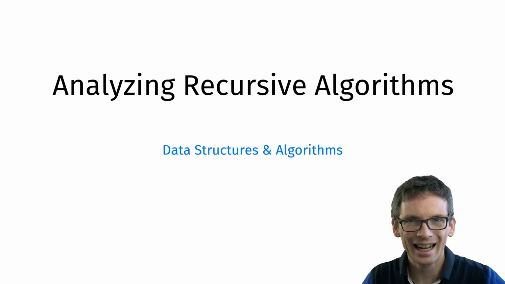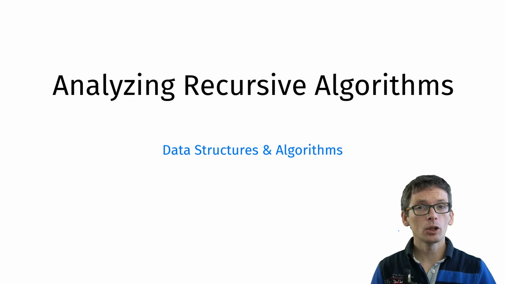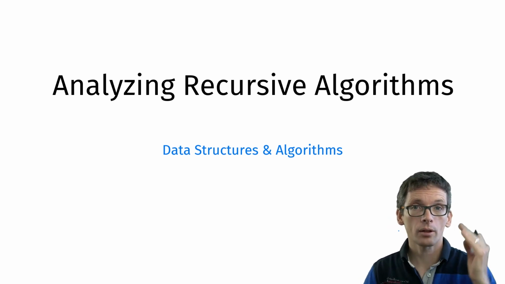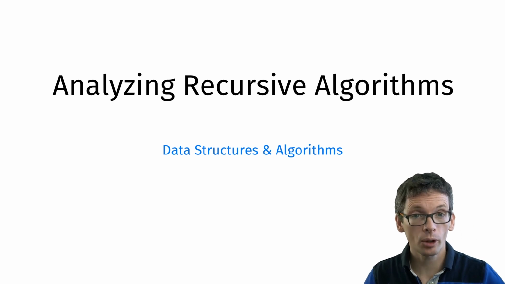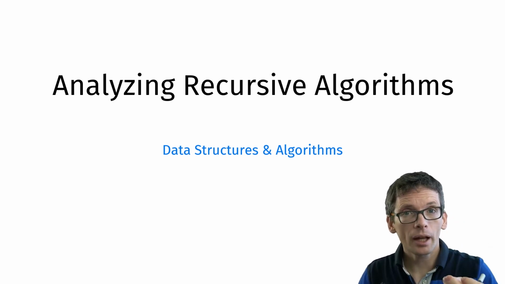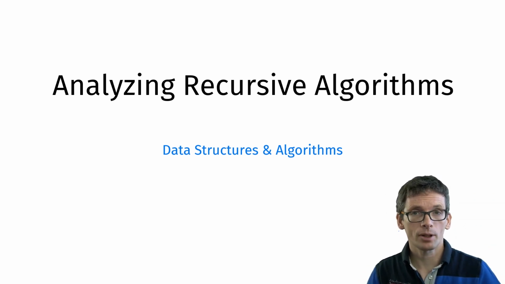How do we analyze the running time of a recursive algorithm? The short answer is we need to solve the recurrence of its running time. So welcome to this video on solving recurrences. We're going to see several techniques: the master theorem, how to expand a recursion, how to analyze a recursion tree, and finally the substitution method.